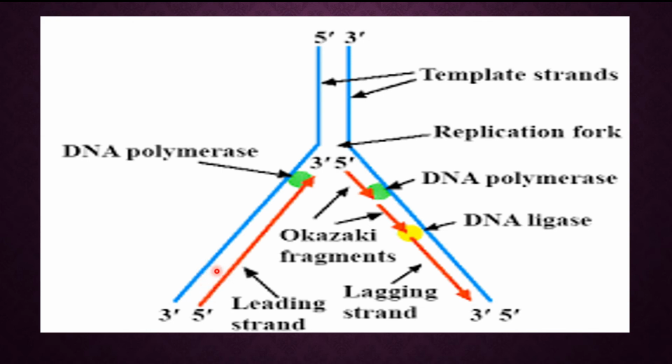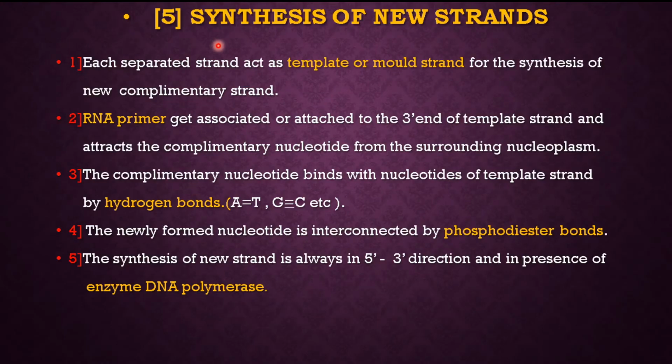Okay, here attachment is with the help of hydrogen bond, but when one nucleotide is joining with another nucleotide, many nucleotides will be there. They are attached with each other with the help of phosphodiester bond. Okay, this is very important. Which step are we studying? We are studying synthesis of the new strand. How the new strand is going to be synthesized, that we are studying.